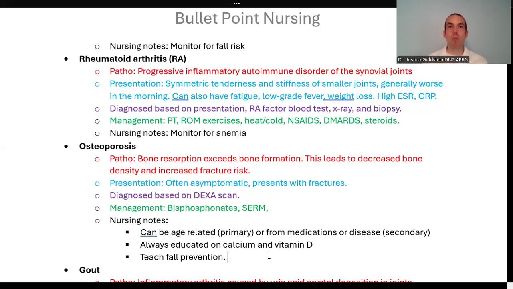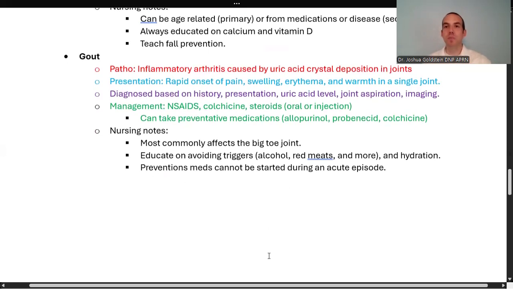One is steroids, and one is PPIs, or proton pump inhibitors. Both of those place a patient at risk for osteoporosis. In both of those cases, as well as everyone who has osteoporosis, you're going to educate them on the need to supplement with calcium and vitamin D. We're always going to teach these patients fall prevention because of that increased risk of developing fractures.